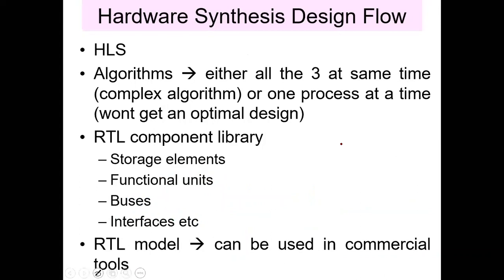So for HLS, we can have different algorithms for this high-level synthesis. 2 approaches will be there. One is we can perform allocation, binding, and scheduling at a time, or one process at a time. First we will do the allocation, then binding, and then scheduling. That is the second approach, one process at a time. That may not give an optimal design. So for obtaining an optimal design, we have to consider allocation, binding, and scheduling simultaneously. That is actually a complex algorithm.